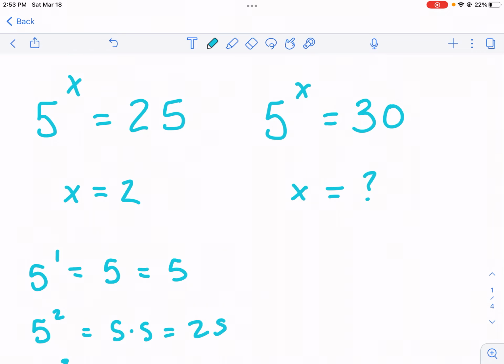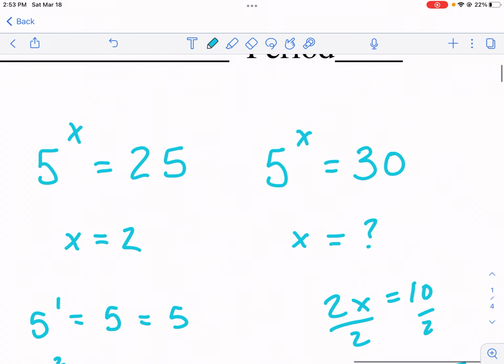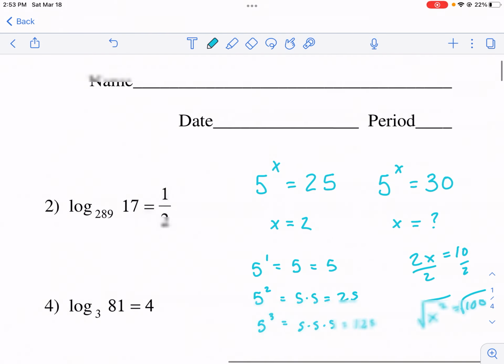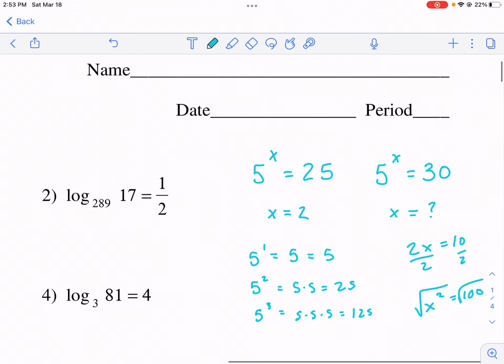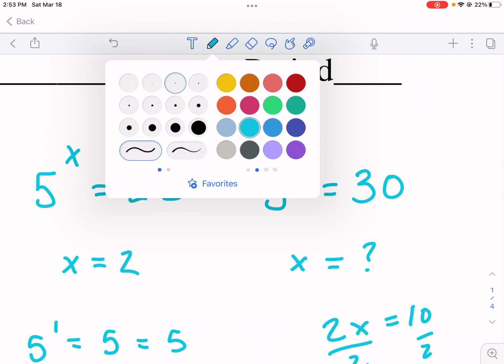Logarithms help us find x. There's no inverse operation like there is for other things. For example, if we have 2x equals 10, we do the opposite of multiply. We divide by 2. If we have x squared equals 100, we do the opposite of squaring it. We take the square root. Now, how do we undo this exponent? We use logarithms. So, for example, with this one, let me change to purple for effect.